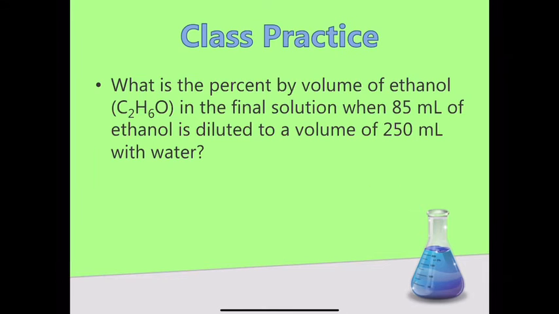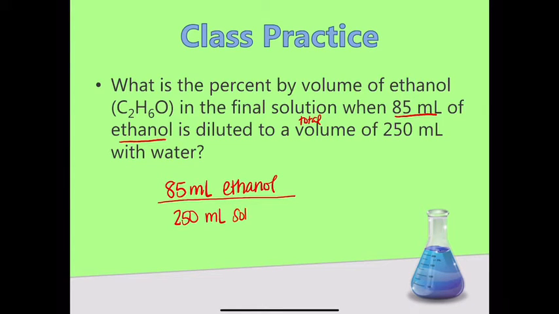So let's take a look at a couple of practice problems with these. The first one says, what is the percent by volume of ethanol, C2H6O, in the final solution when 85 milliliters of ethanol, so there's our solute, is diluted to a total volume of 250 milliliters with water?